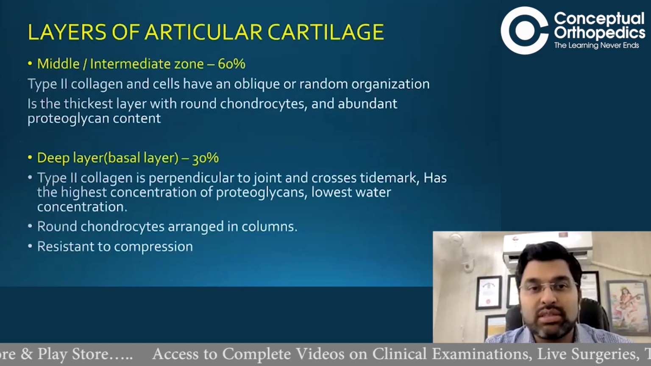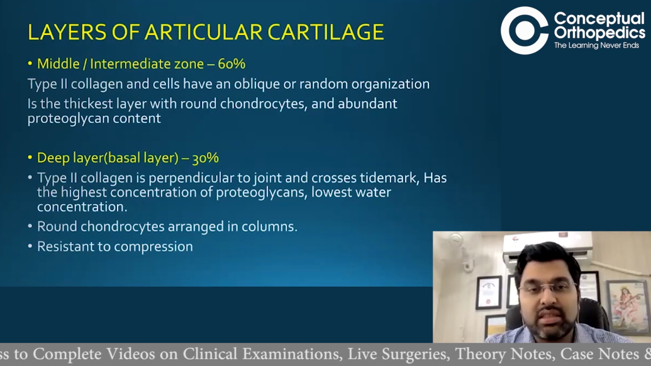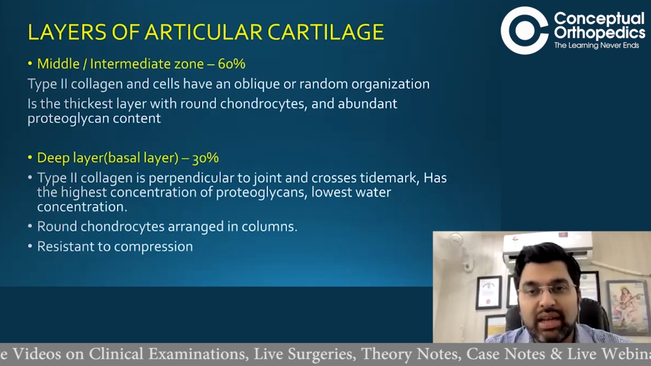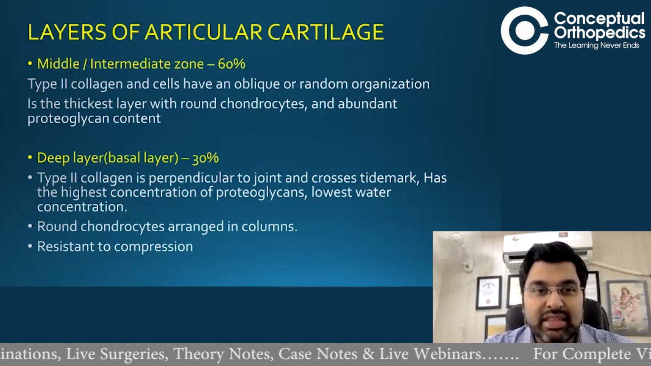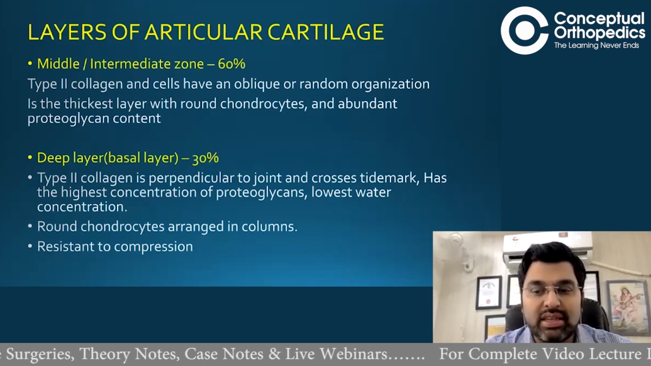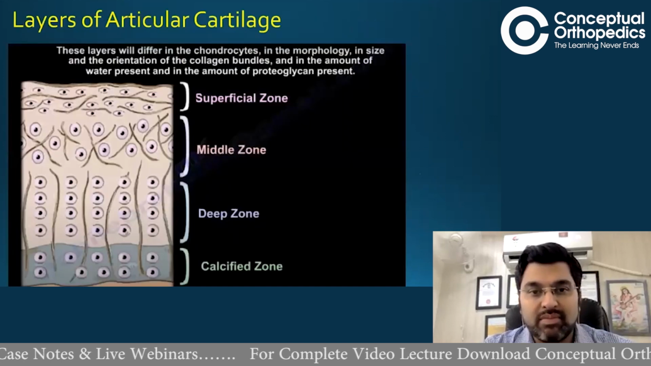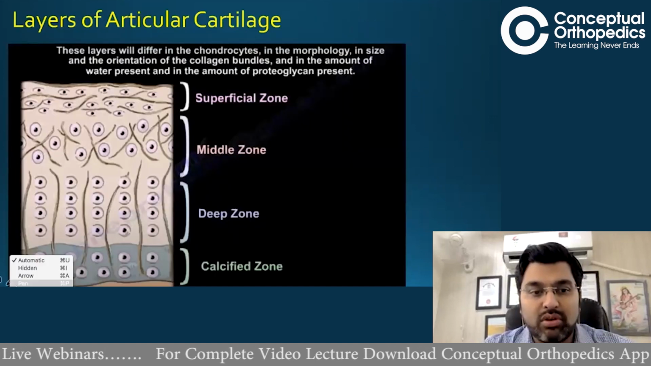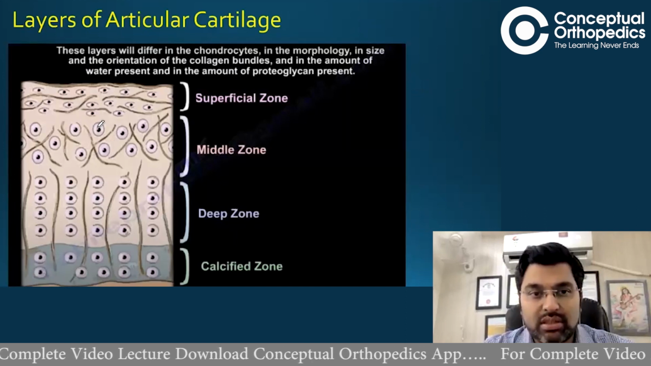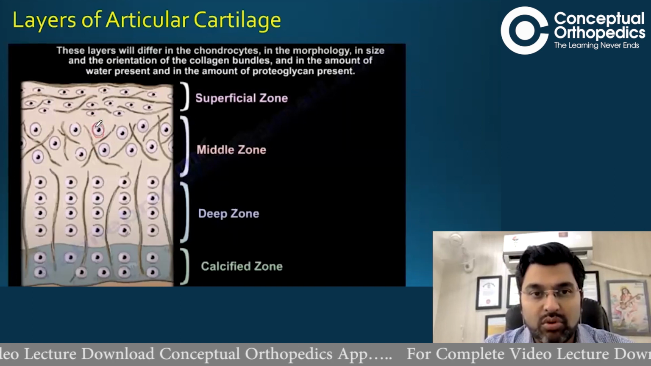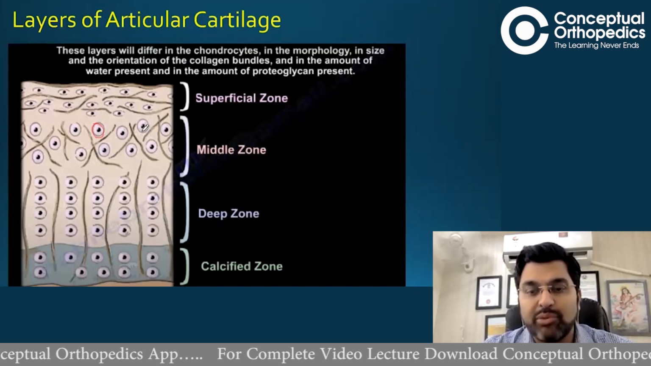The next zone is the middle or intermediate zone. In this case, the cells and the collagen fibers are arranged in an oblique or random fashion. It is the thickest layer with round chondrocytes and abundant proteoglycan content. As you can see, there is a random arrangement of the chondrocytes and the collagen, the chondrocytes are more rounded, and it has high proteoglycan content.